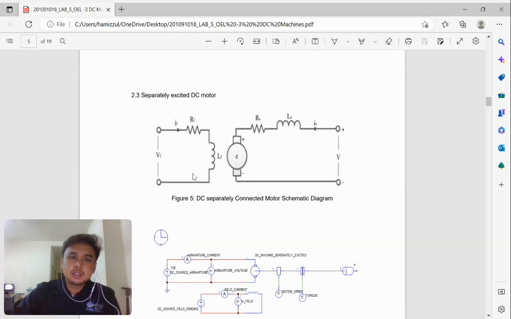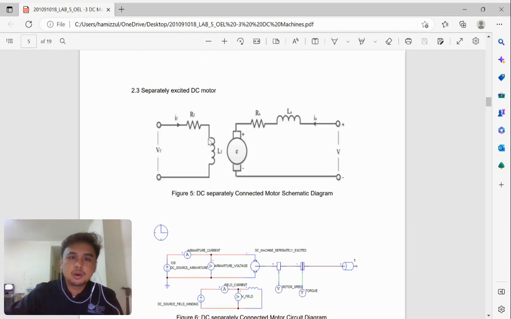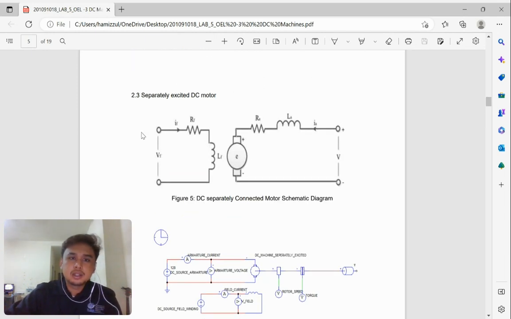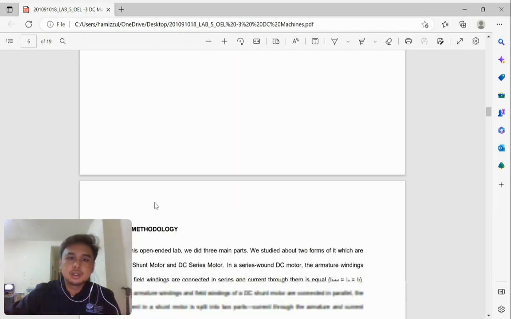And lastly, this is the circuit and schematic diagram for the separately excited DC motor, where the terminal voltage and the field voltage are separately connected. And this is the circuit diagram on the PSIM simulator.